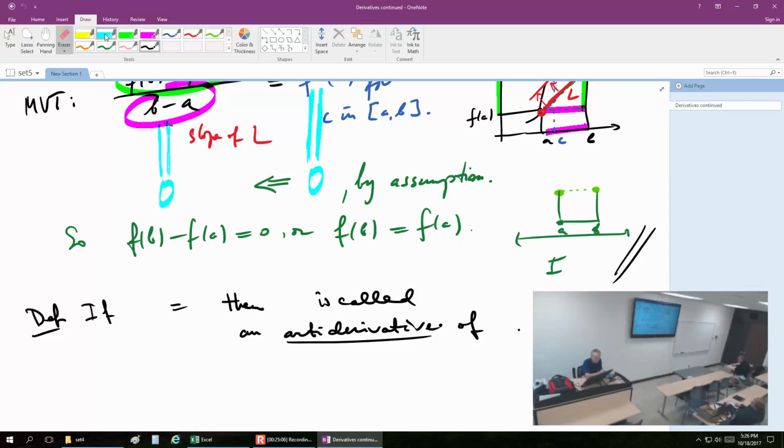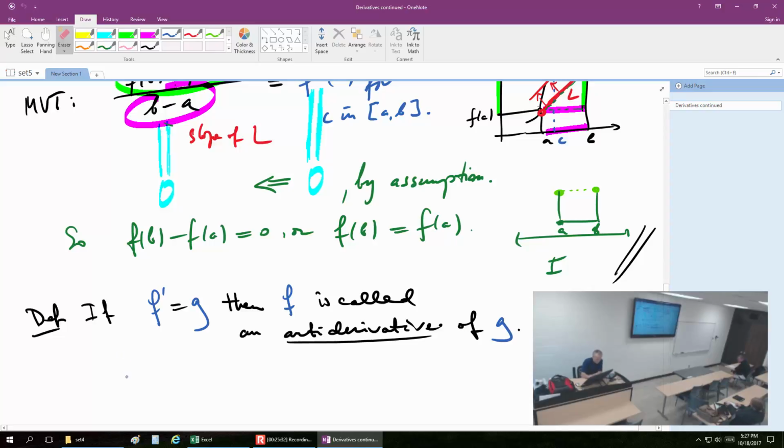Let's say f prime is equal to g. Then f is equal to antiderivative of g. So the point is to actually use the previous theorem we just proved to say something about all antiderivatives of a function. So unfortunately there are infinitely many.